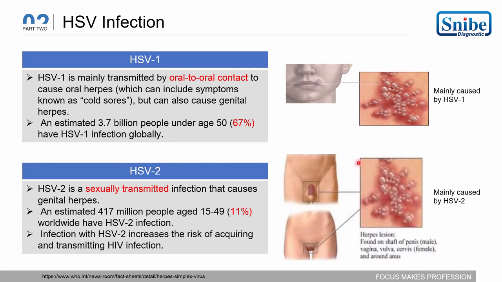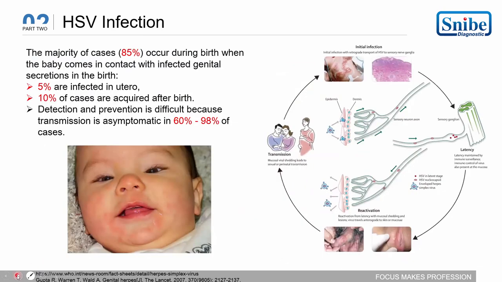If we talk about HSV2, it's basically a sexually transmitted infection that causes genital herpes. An estimated 417 million people between the ages of 15 and 49, 11% worldwide, have HSV2 infection. Infection with HSV2 increases the risk of acquiring and transmitting HIV infection. So this is one of the major causes of the spread of HIV infection.